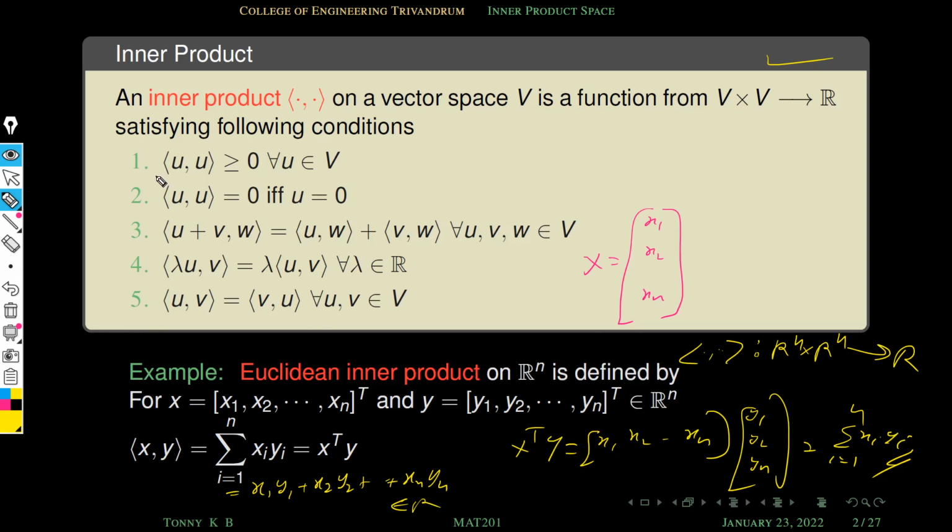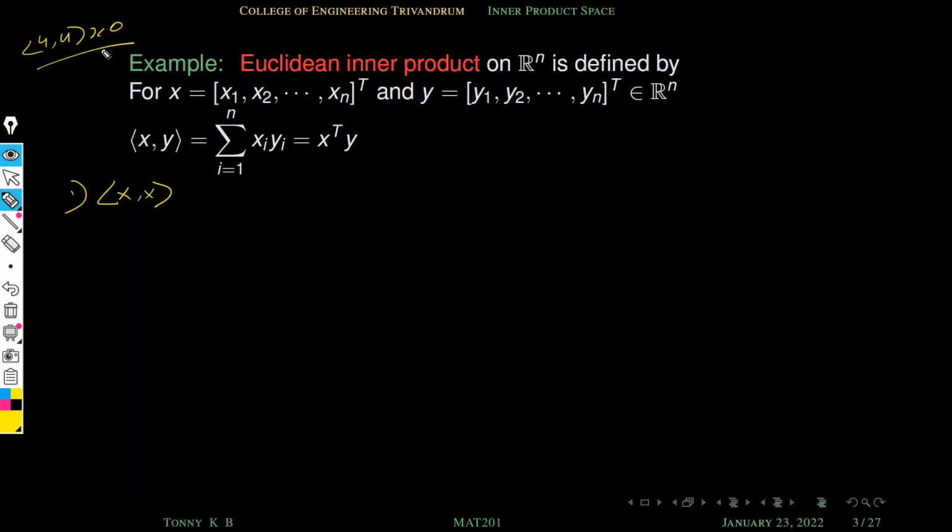Then only we can say that this function is an inner product. So first we have to verify this condition. We consider the inner product between the same element, so the inner product of x with x. By definition, this is equal to x1 into x1, because in general the inner product of x, y is x1 y1 and so on. Here both vectors are the same, so x1 into x1 plus x2 into x2 etc. That means x1 square plus x2 square plus etc. plus xn square. All the x's are real numbers, so all the individual terms are greater than or equal to 0.